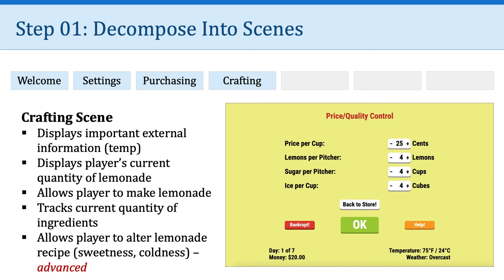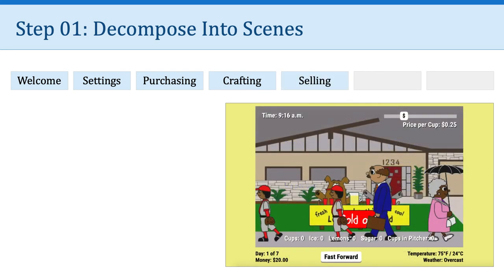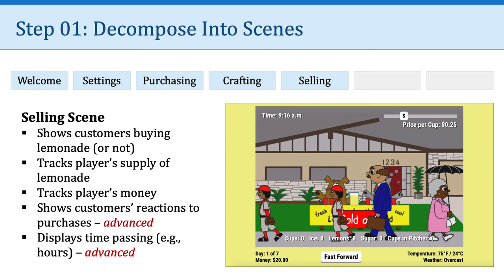Next up, we have the selling scene, and this is really the only one in the lemonade stand that had intricate graphics, but this shows customers buying lemonade or not buying it. It tracks the player's supply of lemonade, and it lasts a certain amount of time. It tracks the player's money and shows customers' reactions to the purchases. And it also displays time passing by. Those last two bullets are a little bit more complicated.